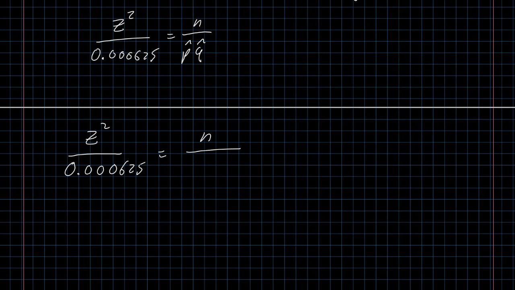I know that p hat times q hat was something on the ballpark of 0.2122. Right? I calculated that in my earlier work. And I know that z is still 1.96 because I'm looking at a 95% confidence interval. All right, 1.96 squared is 3.8416.